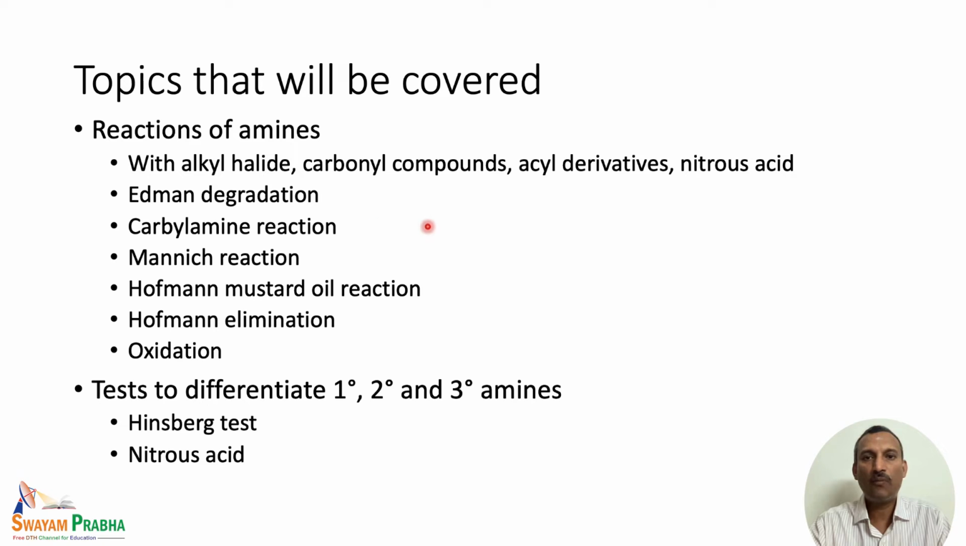The topics that will be covered in this session include mainly reactions of amine. We will start our studies with the reactions of amines with alkyl halides, carbonyl compounds, acyl derivatives and nitrous acid. In the acyl derivatives, we will be looking at reactions of amines with acids, acid chlorides and acid anhydrides. Then we will study what is Hofmann degradation. Then we will move on to study the carbylamine reaction, Mannich reaction and Hofmann mustard oil reaction.